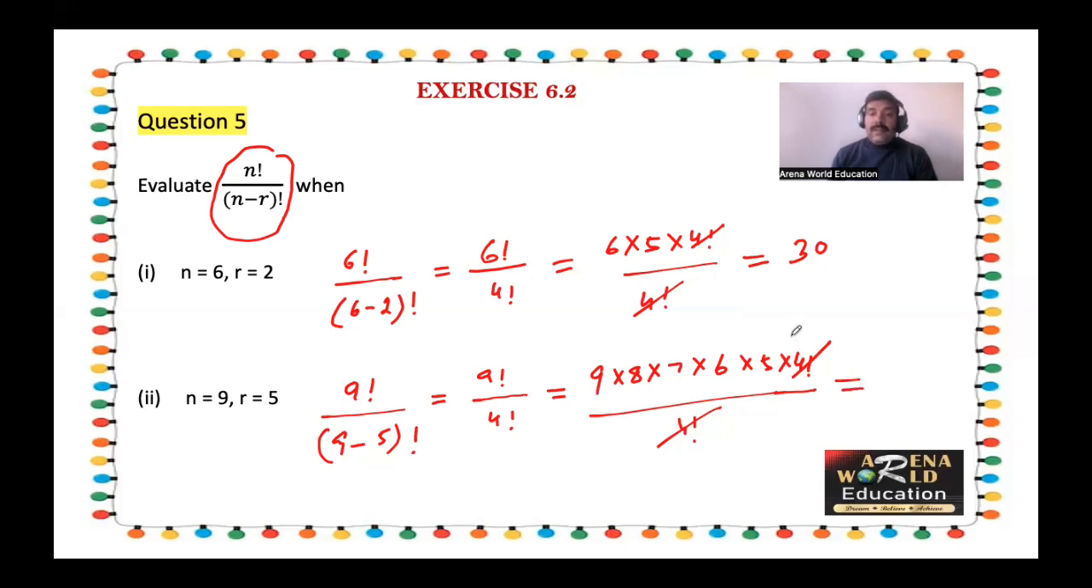So after multiplying this, you will get the answer as 15,120, right? So in this way, you can solve question number 5. I hope everybody is clear about this question. So mainly we are solving factorials, right? So this exercise is again very easy, just like 6.1.